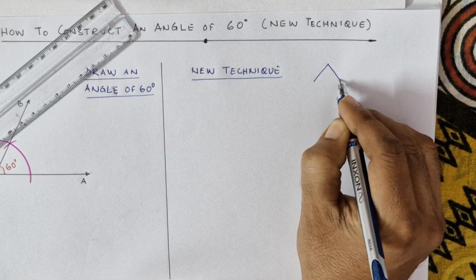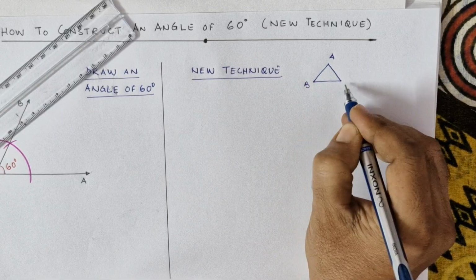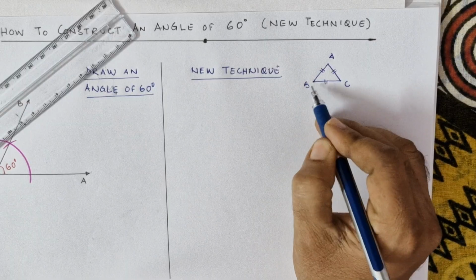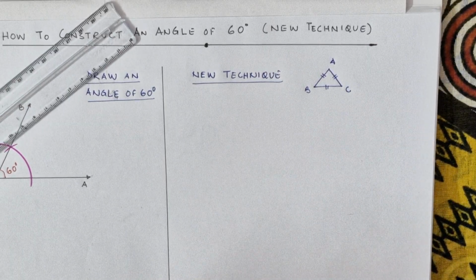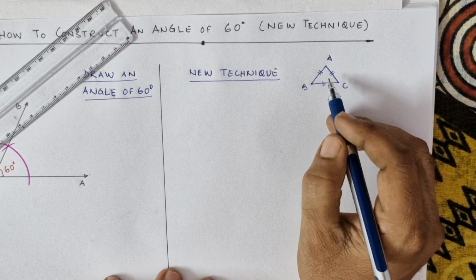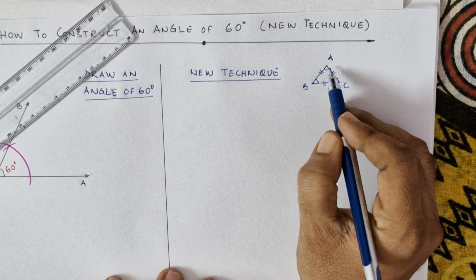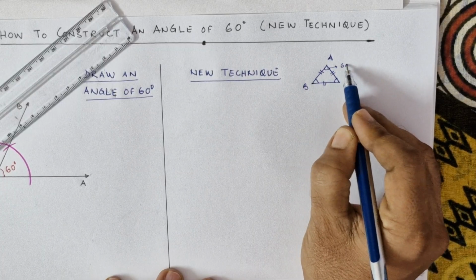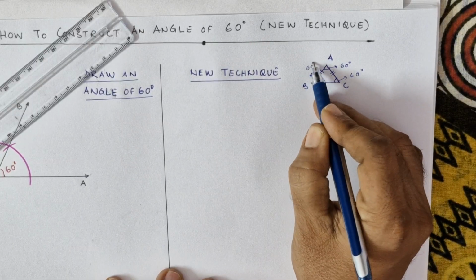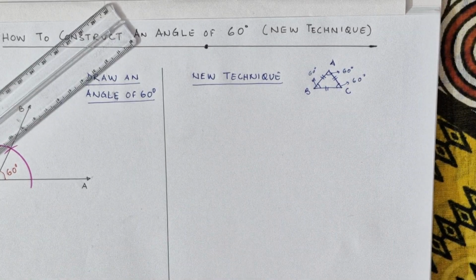Okay, so let's say this is an equilateral triangle ABC, right? So here all the sides are equal. AB, BC and CA are equal. That is an equilateral triangle. Now as all the sides are equal, one of the properties of an equilateral triangle is all the angles are also equal. Now as all the angles are equal, the measure of each and every angle is 60 degree, right? Now we'll use this concept to draw a 60 degree angle in a new technique, right?